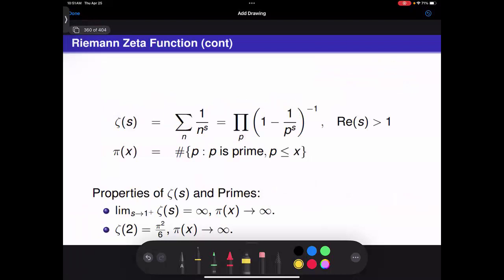Explicitly, we let pi of x count how many primes there are at most x. And by taking the limit as s goes to 1, we show that there have to be infinitely many primes. You might remember Euclid's argument. Look at the product of the first n primes and add 1. That's either a new prime or divisible by a prime not on the list. Have you seen this argument? It's one of the oldest arguments still being used in mathematics. This gives you that there's at least log x primes up to x.